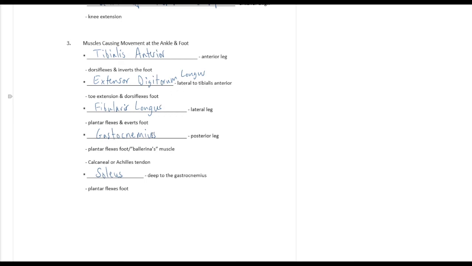We have our gastrocnemius. Now, I say it differently than what other people do. Most people call it the gastrocnemius. I say the gastrocnemius. It helps me spell it. And it's posterior leg, and it plantar flexes the foot, and it's the ballerina muscle, it's your calf. And it's going to be attached through the calcaneal tendon, or Achilles tendon. Okay? And then you have your soleus, it's going to be deep to the gastrocnemius, and it plantar flexes the foot as well.